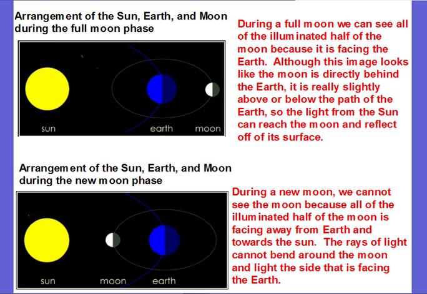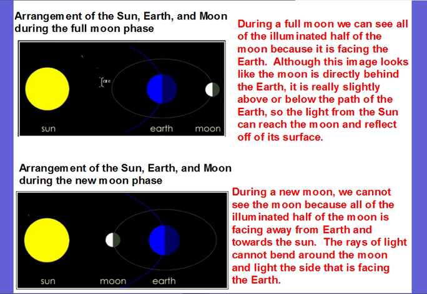The other pattern we talked about is eclipses. Oh, oops, sorry, I'm getting ahead of myself. Forget that. The arrangement of the sun, Earth, and moon during a full moon. I was thinking eclipses because this comes up again when we talk about eclipses.